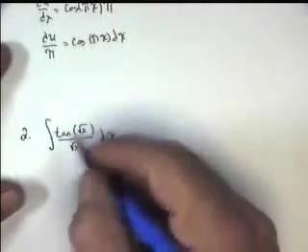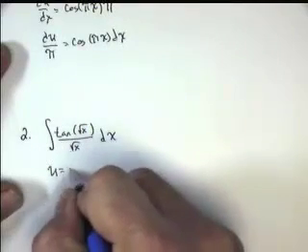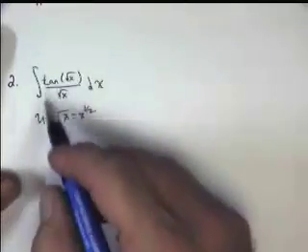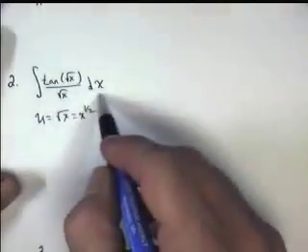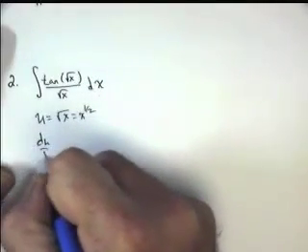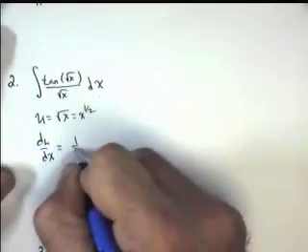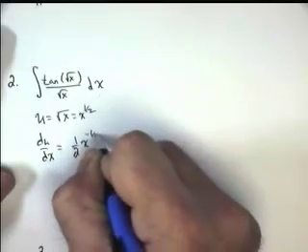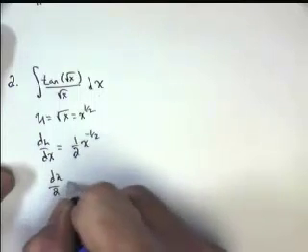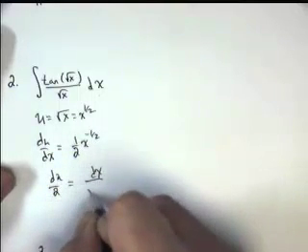Okay, let's take another example. Here, we want u to be the square root of x, or x to the 1/2. So we've got the integral of tangent square root of x over square root of x dx. We'll let u equal x to the 1/2, and then we take the derivative. du dx is 1/2 x to the minus 1/2. Or du over 2 is dx over the square root of x.